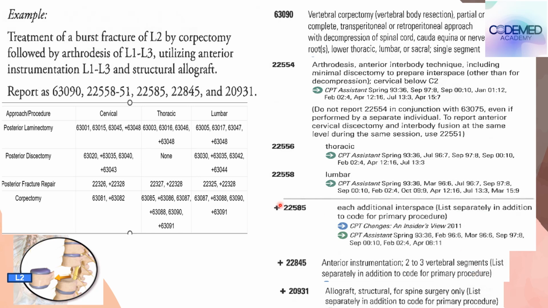How many segments? We have L1, L2, L3, three segments, so 2 to 3 segments. So it covers that. And 20931, allograft structural, for which we have structural allograft. So I'll be using this code.